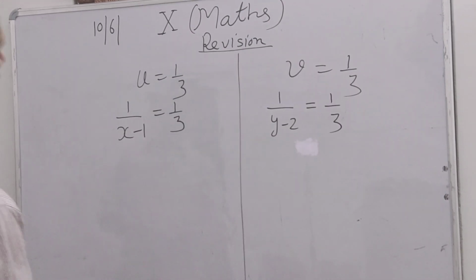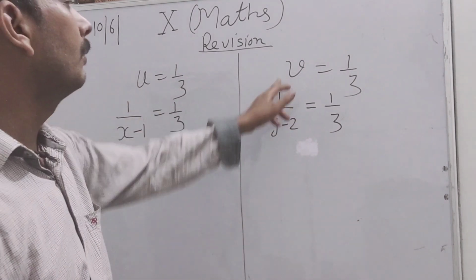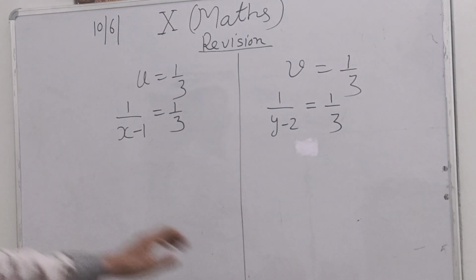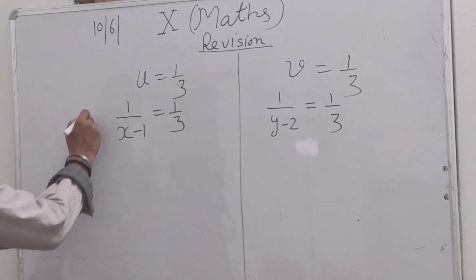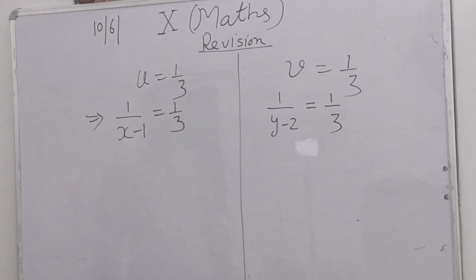Now from the question, in the first line we have assumed u is equal to 1 upon x minus 1 and v is equal to 1 upon y minus 2. We have assumed the value of u and v. So putting the value of u and v, 1 upon x minus 1 is equal to 1 by 3 and v is equal to 1 upon y minus 2 is equal to 1 by 3. Now we will solve this.